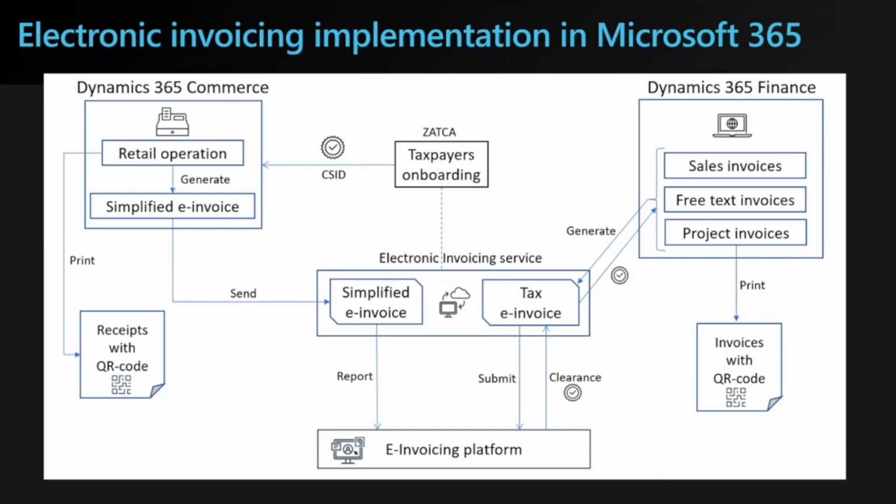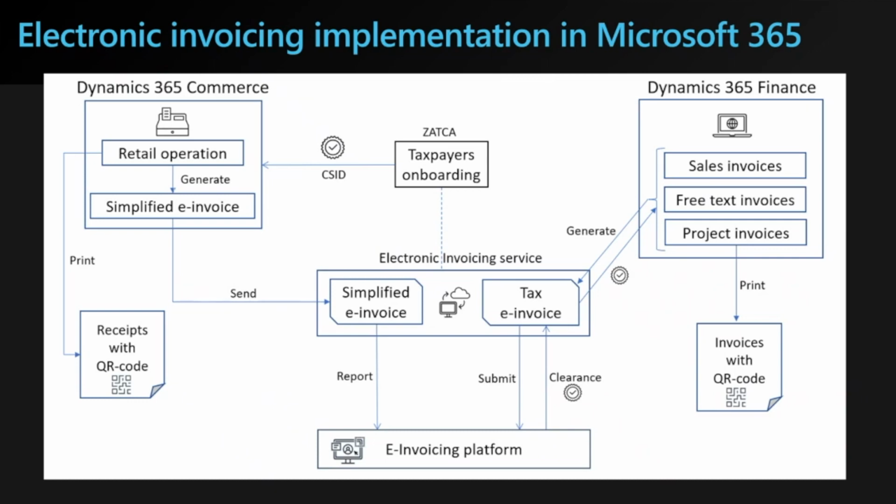But let me start from another thing. Onboarding. Every taxpayer must be additionally registered, especially for electronic invoicing, in addition to normal tax registration. As a result of onboarding, a so-called cryptographic stamp identifier, or CSID, will be obtained. This CSID will be used in retail operations from the very beginning and indirectly used in the ERP part.